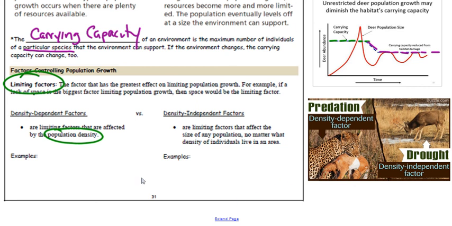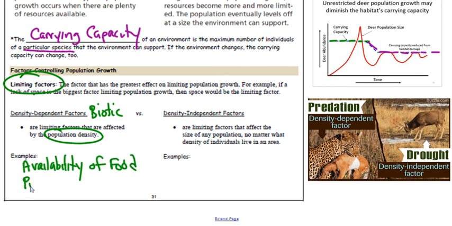So what we're going to find is your density dependent factors are going to be more biotic factors, because since density is a variable, anything that is biotic is going to have an effect. Examples of this will be availability of food. If you have more organisms, you're going to have less food. Predation. We talked about the predator-prey relationship. More prey means more predators. Less prey, less predators.